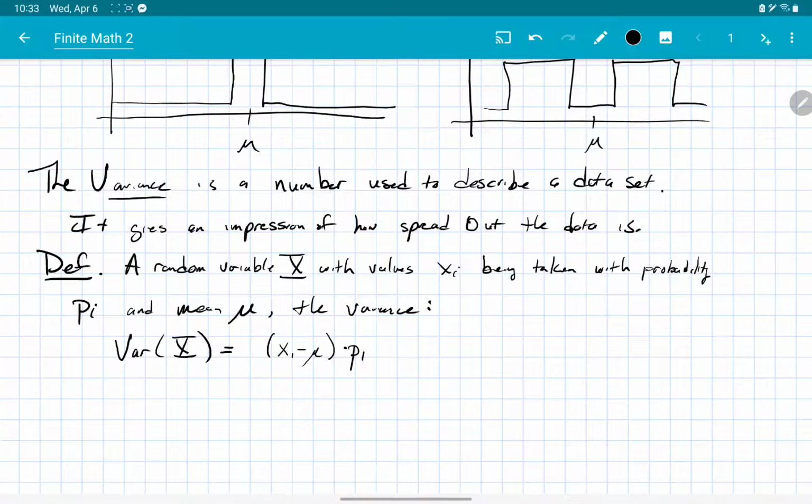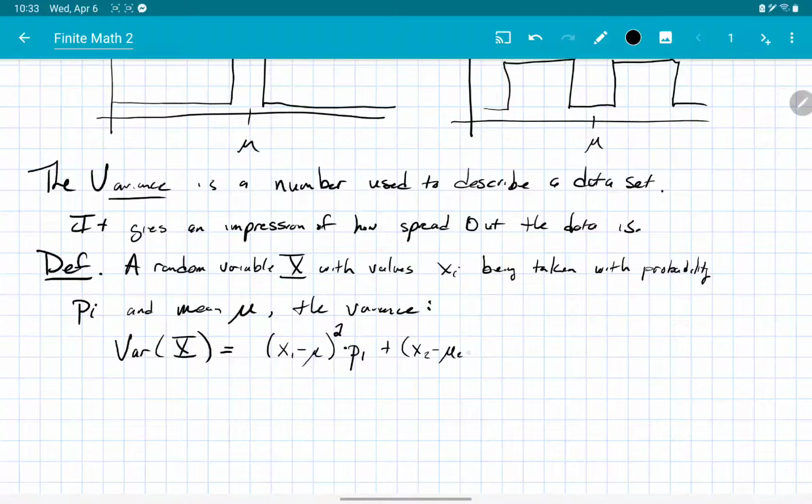The problem with this approach is that sometimes this number in the parentheses is positive, and sometimes this number in the parentheses is negative. Because if x1 is less than the mean, this number is negative. If x2 is greater than the mean, this number is positive. If we actually did it this way, we would always get 0. So this is not a good way to find how far things are spread apart. What we need to do is always make sure this is a non-negative number, so we square it.